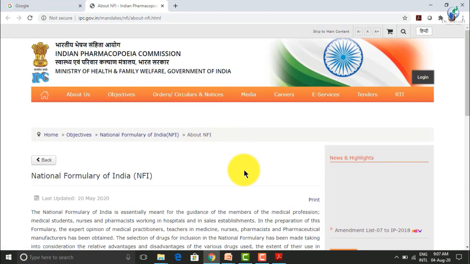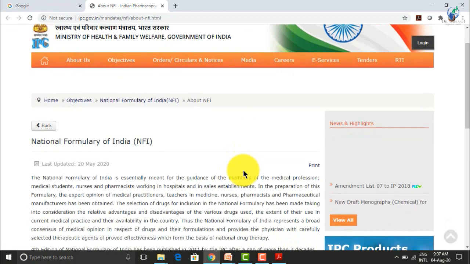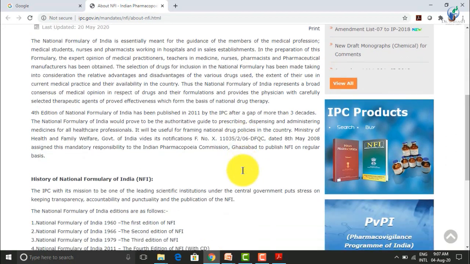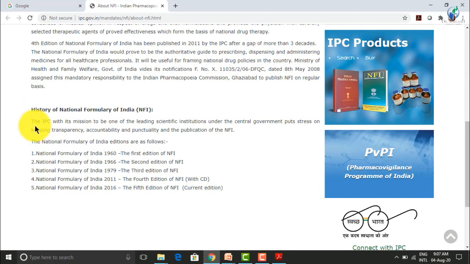See, Indian Pharmacopoeia Commission. Now let us learn a little about the National Formulary of India, and what its history is. The IPC, Indian Pharmacopoeia Commission, with its mission to be one of the leading scientific institutions under the central government, puts stress on transparency, accountability and punctuality in the publication of the N.F.I.